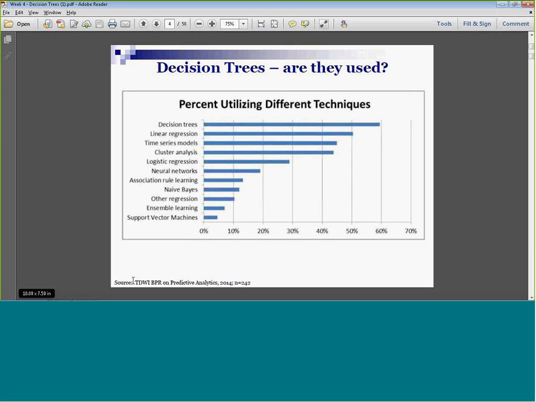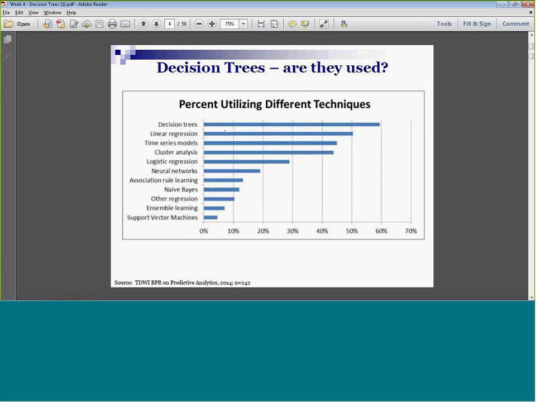Here's a chart from TDWI. Remember, a big fan of the Data Warehouse Institute stuff, a survey in 2014, so not that long ago, showing the percent using different techniques. And you can see a large majority using decision trees. You get down here to ensembles, that's just starting. We'll say something about that in week 11 or 10. When you get into neural nets, not even 20%, okay?